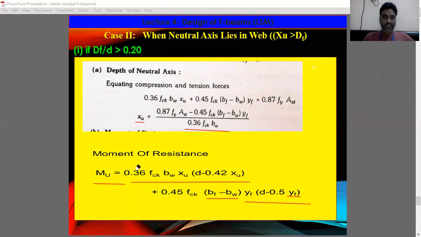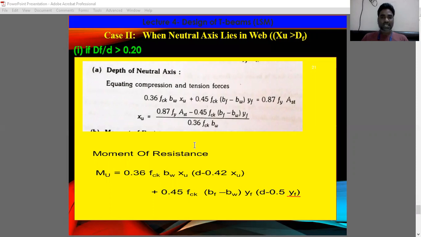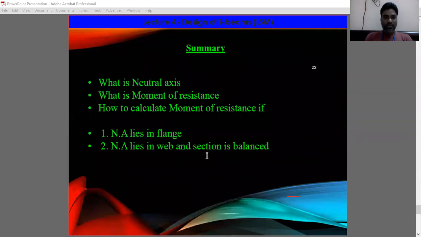So like this, you need to determine the moment of resistance per part, right? So this is how you need to determine the depth of neutral axis as well as the moment of resistance. So for this, I would like to conclude today's class.